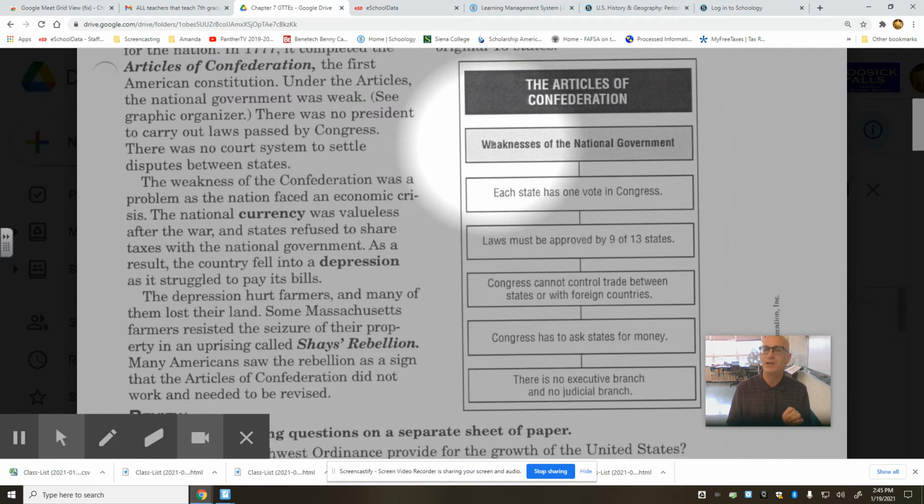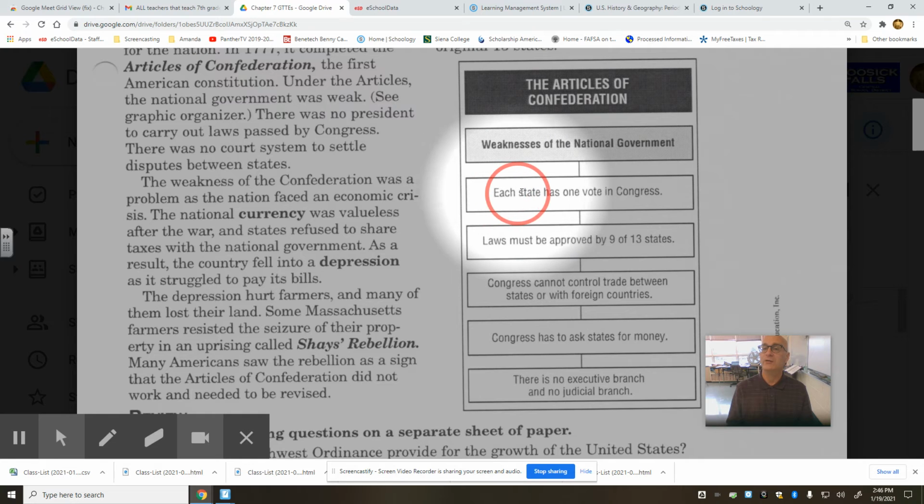They intentionally made sure that the state governments had more power than the national government because the writers of the Articles at the Constitutional Convention wanted to make sure that the national government didn't have too much power and that one individual or a small group of individuals didn't accumulate too much power. So there was a weak national government under the Articles.